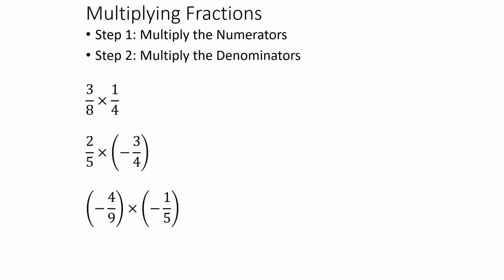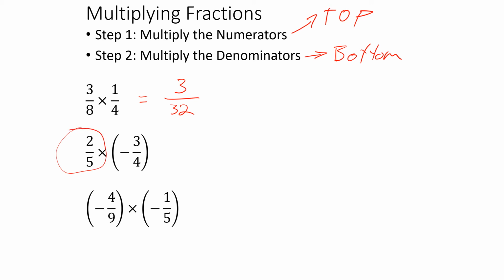Okay. Multiplying fractions. Multiplying fractions is way easier in my opinion than adding and subtracting fractions. All you have to do is multiply the top numbers and then multiply the bottom numbers. So multiply the numerators, the top numbers, multiply the bottom numbers. Okay, so you just go 3 times 1 is 3, 8 times 4 is 32. That's it.